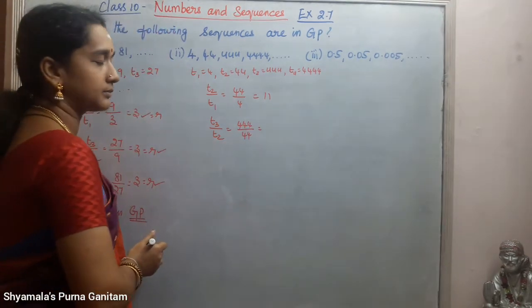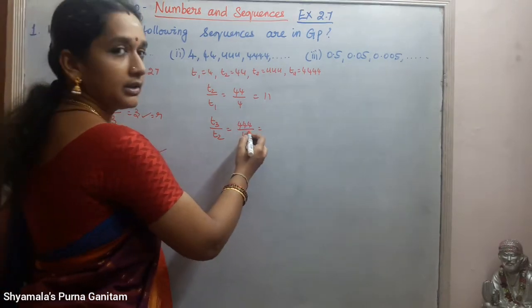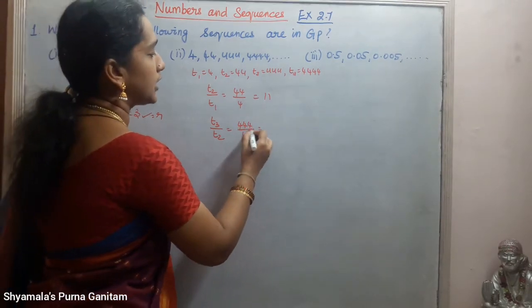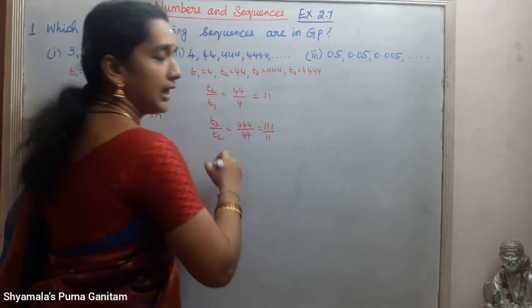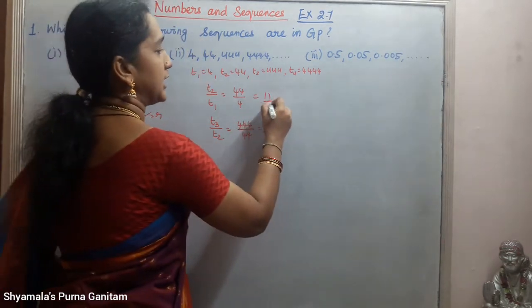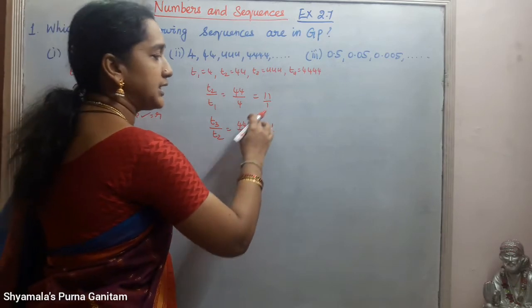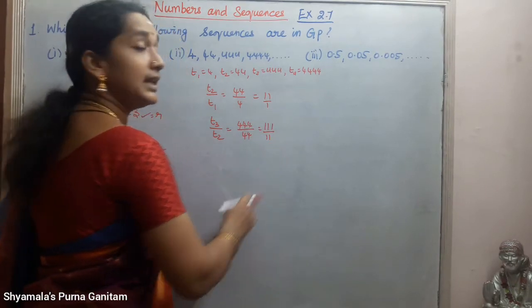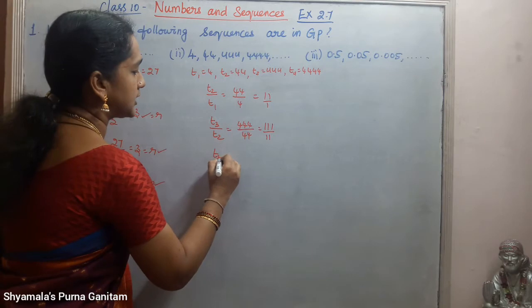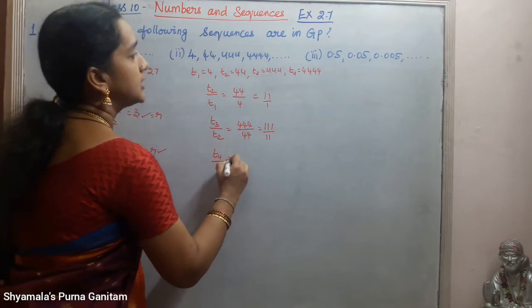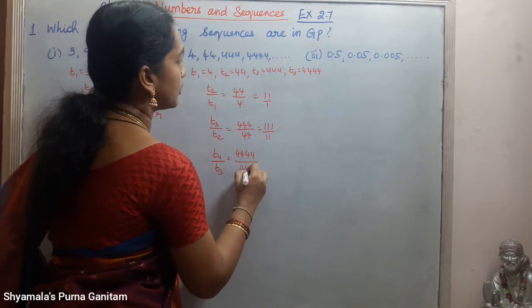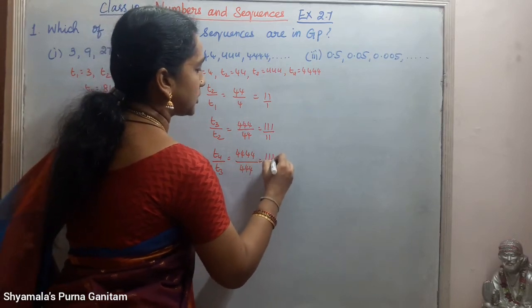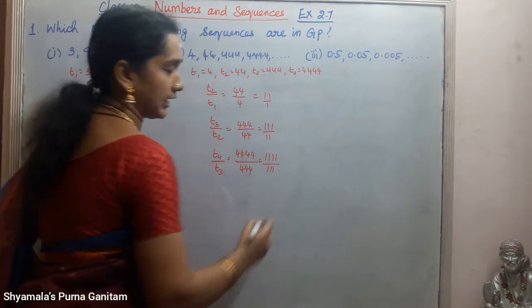So when we simplify this 444 by 44, we will get 111 by 11. Again when we simplify, this is 101 by 11. Then next one is T4 by T3. So T4 is 4444 by 444. So this one when we simplify, we will get like this.